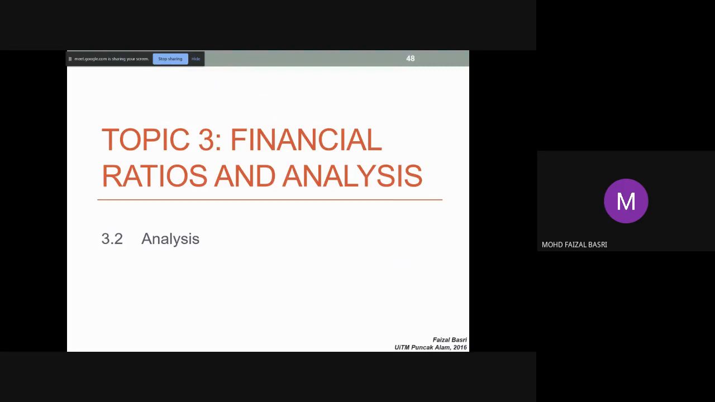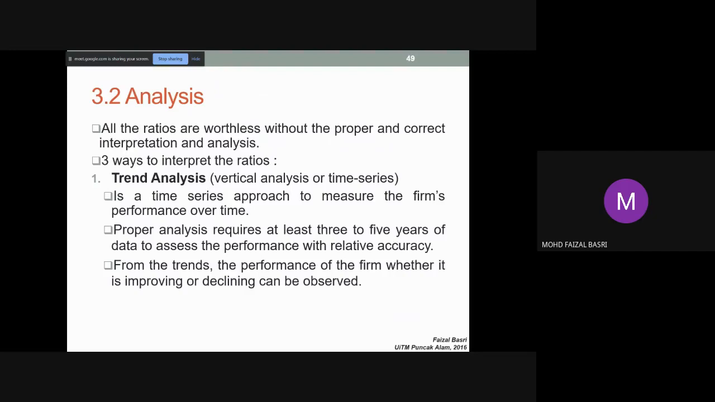So there are three types of analysis that can be done for the financial ratios. First is known as trend analysis. Because as I said, a stand-alone figure without comparison is worthless ataupun I said tadi apa, useless, without proper and correct interpretation. So the three ways. Number one is trend analysis, ataupun usually kita panggil dia time series. So what does it mean? For trend analysis, one company, multiple years. Satu company for 3 years, for example.